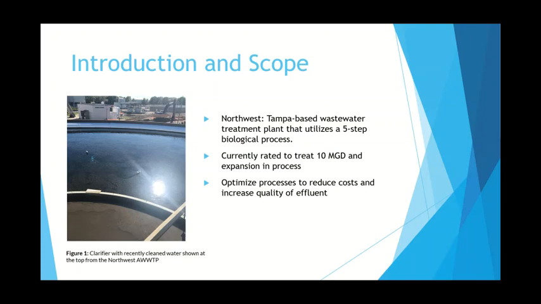The focus of this project is to analyze the current rating and optimize the process under the current plant equipment specifications. This will be done to attempt to increase the quality of the effluent, reduce the operation cost, and reduce the environmental impact. The expansion will act as a scaled-up version of the current plant, meaning the results and optimization will still be applicable once the expansion is finished.